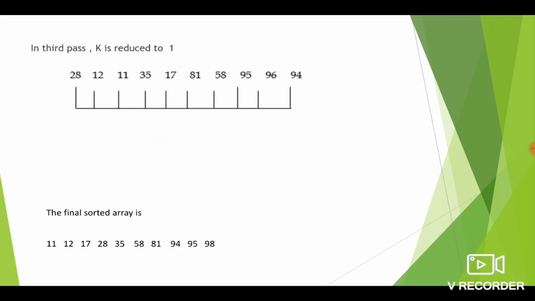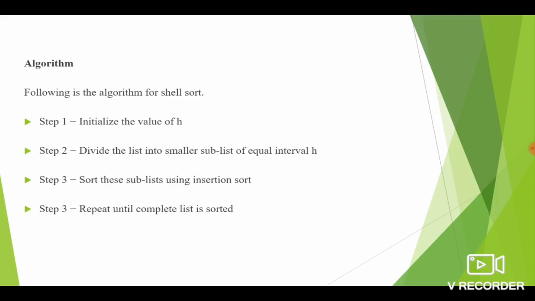During the third pass, again the increment is reduced. Now we take the interval as 1, that is each and every element is compared with one another and they are sorted. We perform swapping if necessary and we get the final sorted array. So this is what we do in the shell sort.